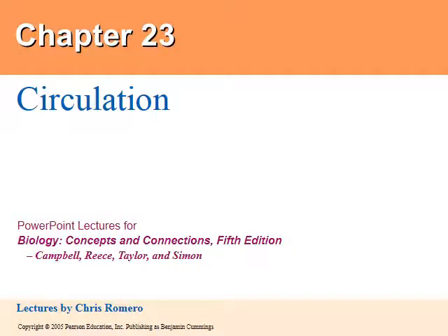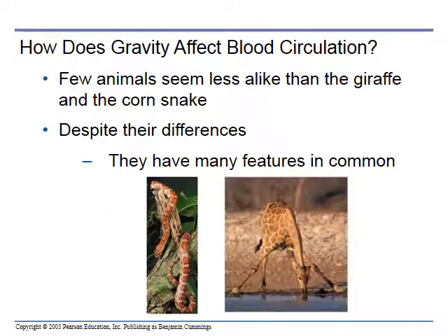Okay, chapter 23 is on circulation. So, how does gravity affect circulation? Well, for land animals, we have to get our blood from our toes to our head. And so, when you look at something like a giraffe, obviously they have to do a lot more work to do that, and hence they'll have larger hearts than an equivalent animal that isn't as tall but the same size.